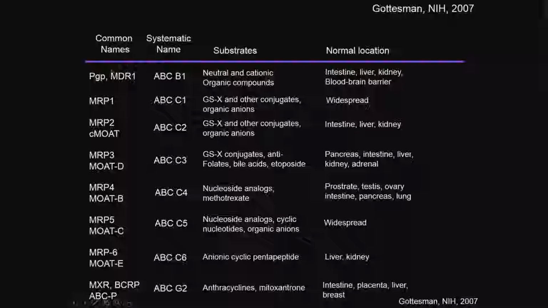Where are they found? For example, these PGBs are found in intestine, liver, kidney, blood brain barrier. This is where we are talking about most of your drugs, neutral and cationic organic compounds. MRP1 is found widespread, in intestine, liver, kidney and so on. If you look at MRP5, it is widespread too, but it takes in nucleoside analogues, cyclic nucleotides, organic anions and so on, okay. As you can see here where they are found, this is taken from this particular reference.